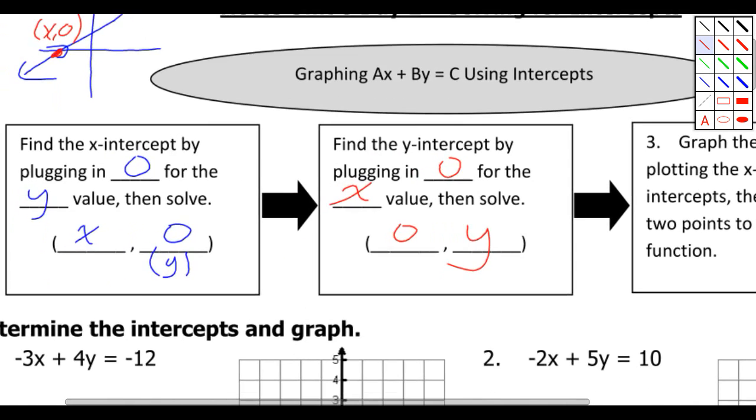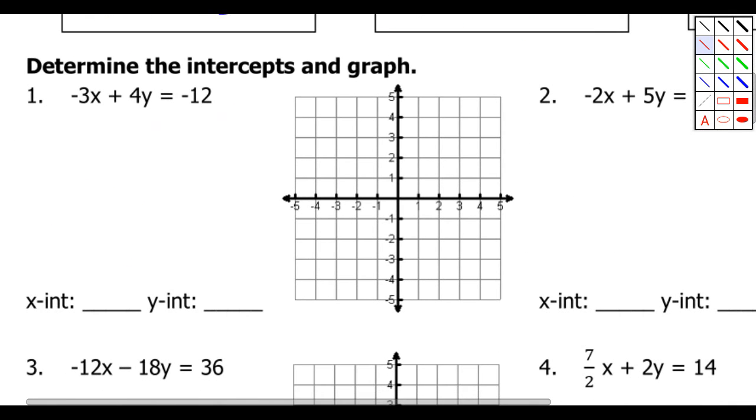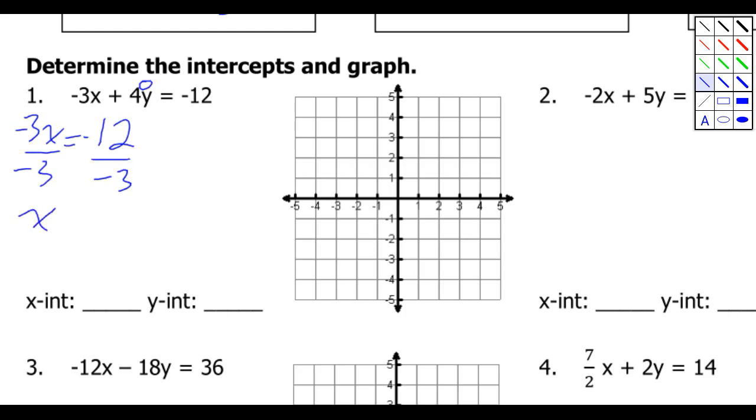So let's dive into this. Number 1, determine the intercepts and graph. To find the x-intercept, I'm going to put in 0 for y. Well, 4 times 0 is just 0, so I get a new equation: negative 3x equals negative 12. If I want to solve for x, I just need to divide by negative 3, and so I get x equals positive 4, because we have the negative right there, negative 12. So x equals 4, so our x-intercept is 4, comma, 0.